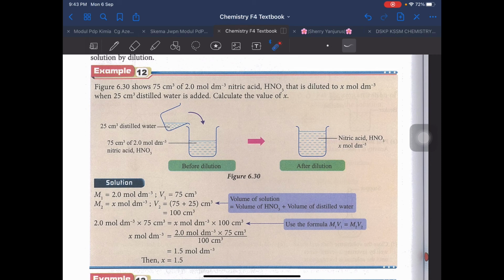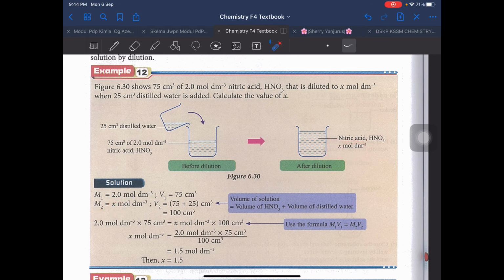Okay, remember, if you see dilution, you always use the formula M1V1 equal to M2V2. This is the formula for pencairan, dilution. So before dilution, you have M1 2.0, it's given. And you have V1, it's 75, also given. After dilution, what you have is tiada. You only have this one, V2. Okay? X is the M2, the new molarity that you want to find.